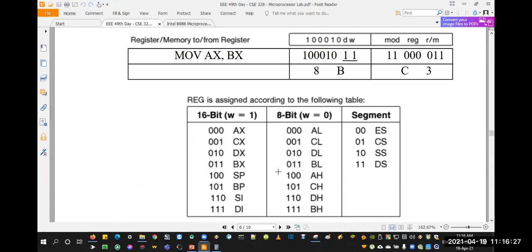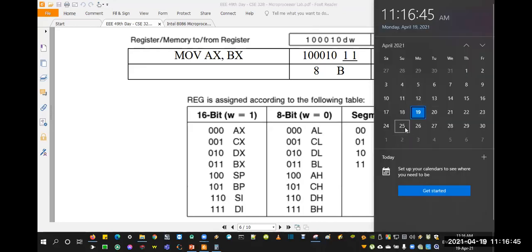Okay, is there any question regarding the assignment and today's class? This assignment has to be submitted on your lab exam, which means 25th April. Today is a Monday, but your lab exam will be held next week on Sunday.